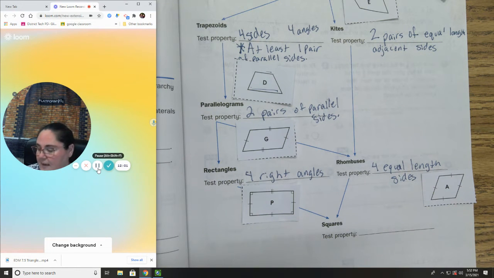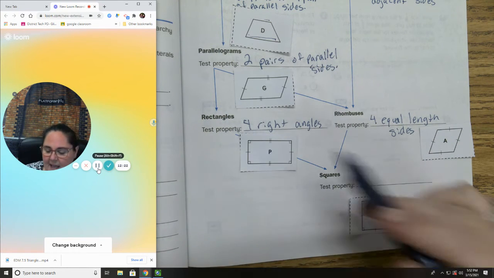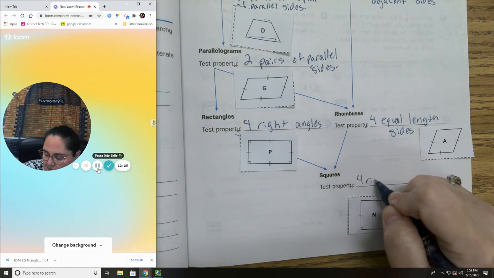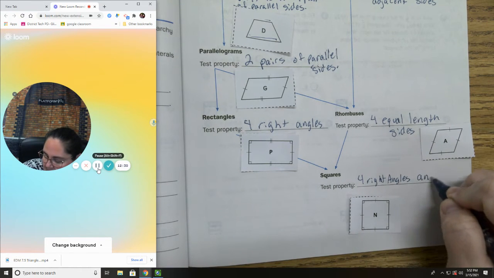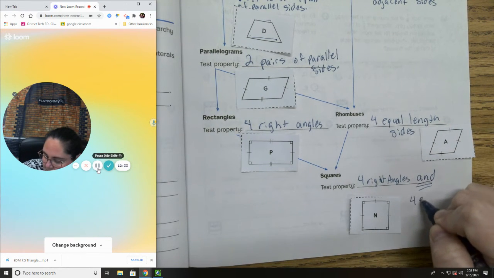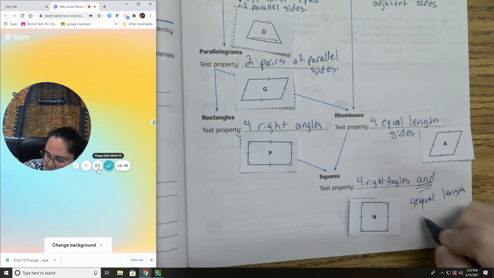And finally, we have one more shape. I'm going to get a different one. Hold on. Hold that thought. We're going to use this one right here. Shape N. This one has both 4 right angles and 4 equal length sides.